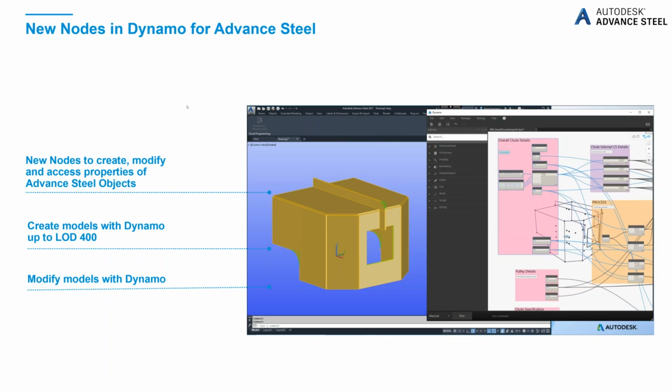So that includes bolts, other objects, welds. You can create complete projects. You can ask for properties of objects. You have modifications like cutouts, drill holes, and so on. So there are a lot more possibilities now in Dynamo for Advanced Steel, and you can automate your project much better than before.